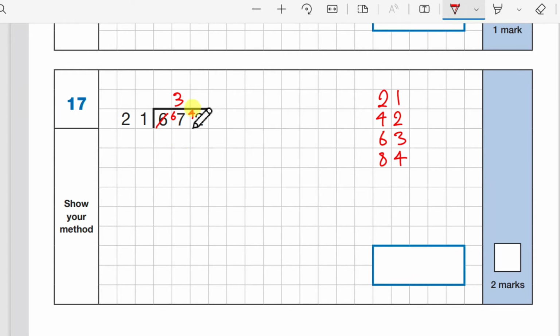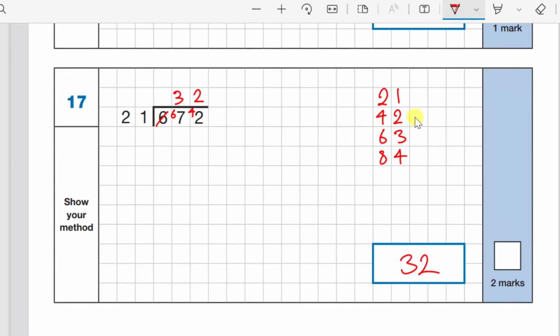Now how many times does 21 go into 42? Well, it goes exactly 2 times. And then your answer is 32. Cool. Not bad at all.